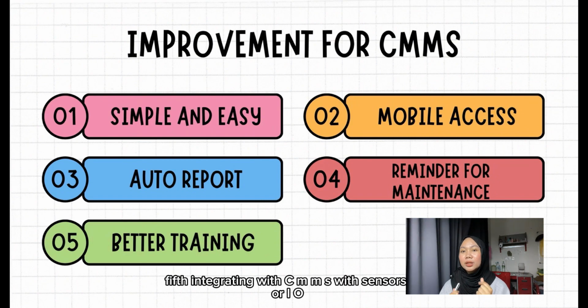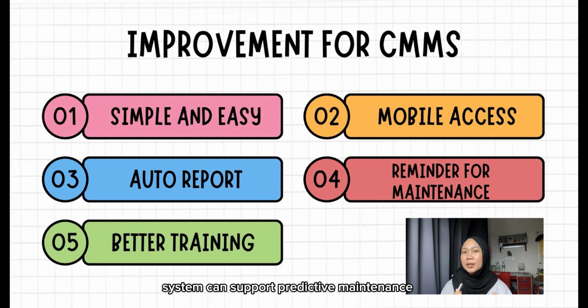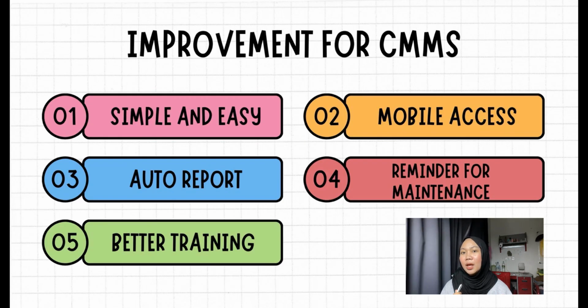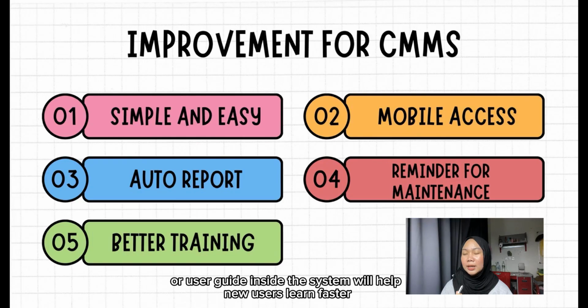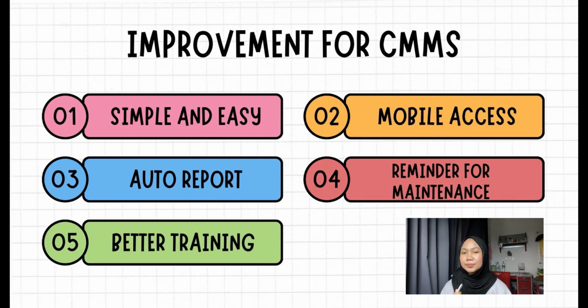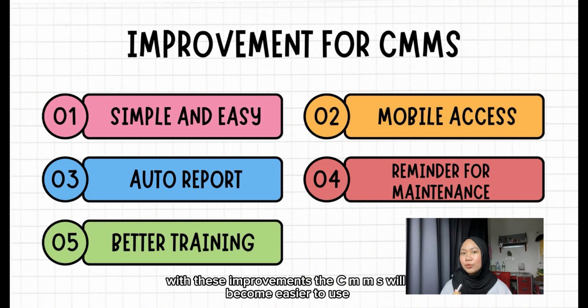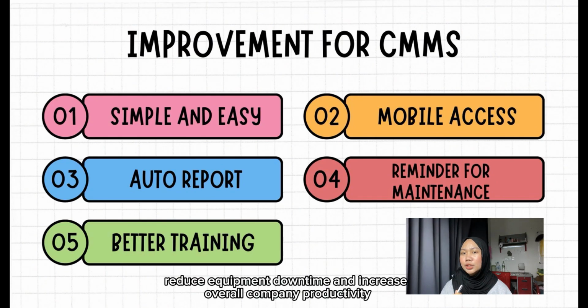Fifth, integrating CMMS with sensors or IoT system can support predictive maintenance. Finally, adding a training module or user guide inside the system will help new users learn faster. With these improvements, the CMMS will become easier to use, reduce equipment downtime, and increase overall company productivity.